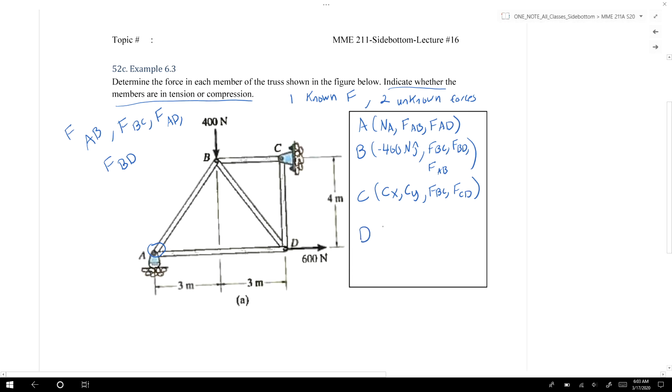And if you look at point D, we have a known 600 Newton force that's going along the x-axis, but we have three unknown forces. We have FAD, we have FCD, and we have FBD.